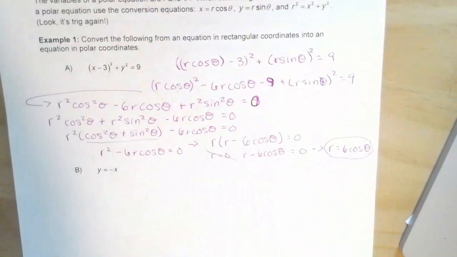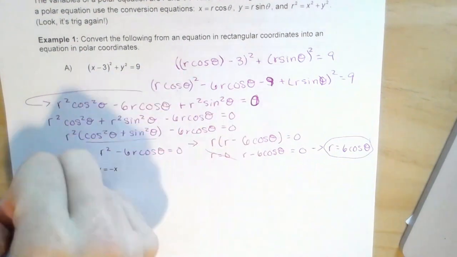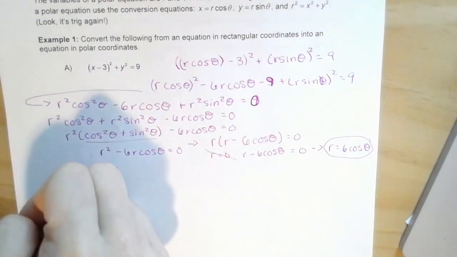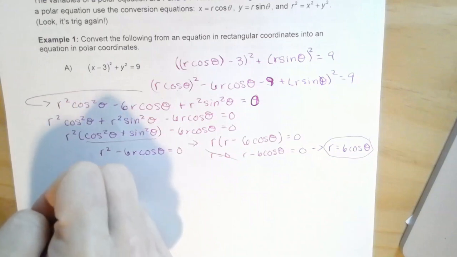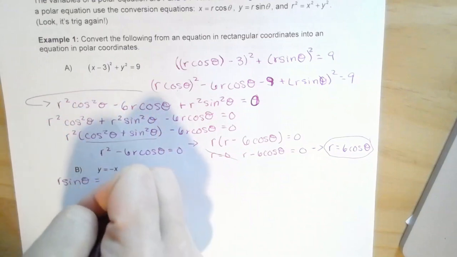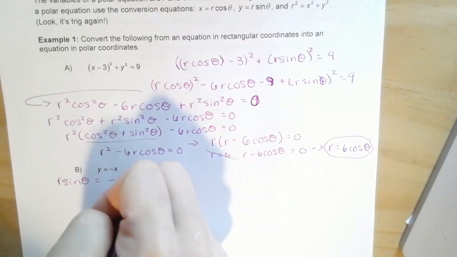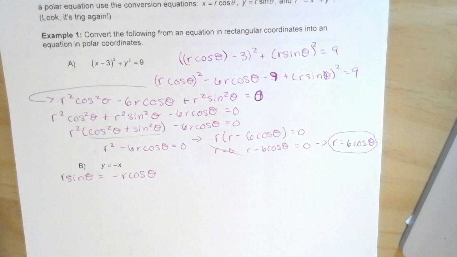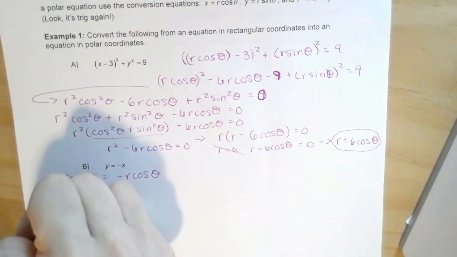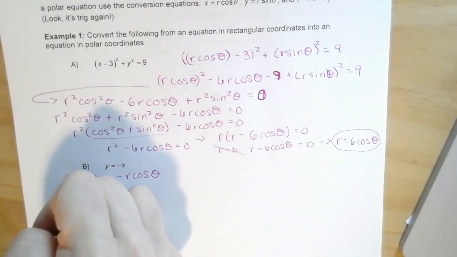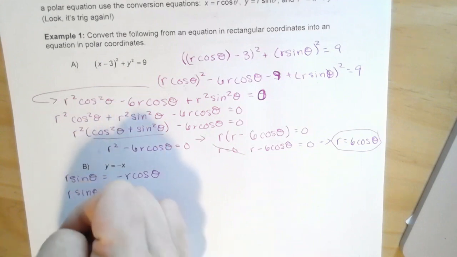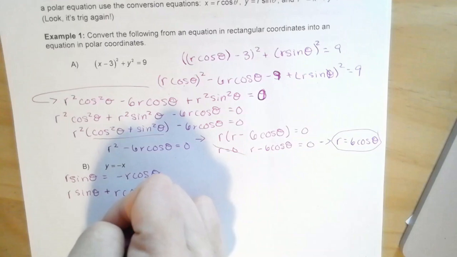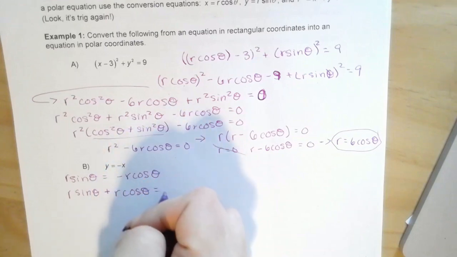Alright, B, let's do the same thing. Let's substitute in first. So we get r sine theta equals negative r cosine theta. Just like in my other piece, I'm going to move everything to one side. So you get r sine theta plus r cosine theta equals 0.